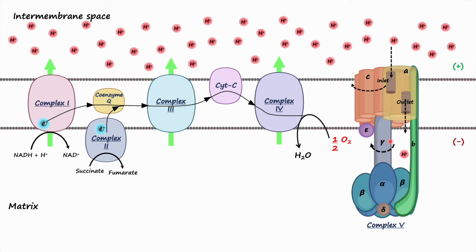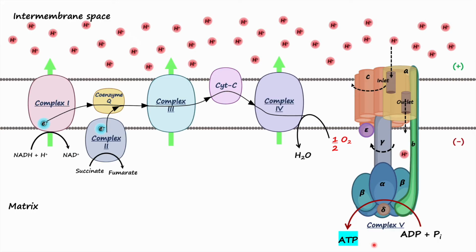Now the gamma subunit is also connected to the center of the hexameric ring, which consists of alpha and beta subunits. However, the hexameric ring of alpha and beta subunits is stationary, it cannot move. So when the gamma subunit rotates, it comes in contact with different beta subunits, and that causes a conformational change in the beta subunits, and this conformational change in the beta subunit results in the phosphorylation of ADP to make ATP. So that means the conformational change in the beta subunit is crucial here to synthesize ATP.